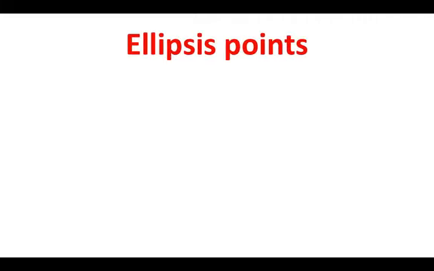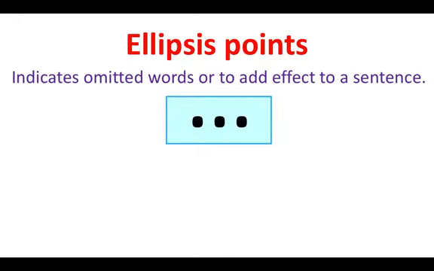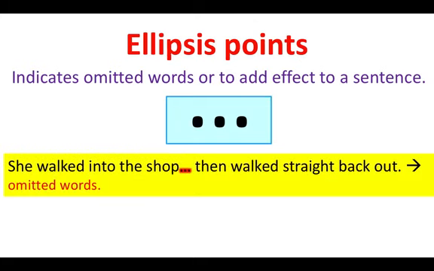Ellipsis points. Ellipsis points indicates omitted words or are used to add effect to a sentence. For example, she walked into the shop, then walked straight back out. This is an example of where words have been omitted. Omitted means when words have been taken out of the sentence.